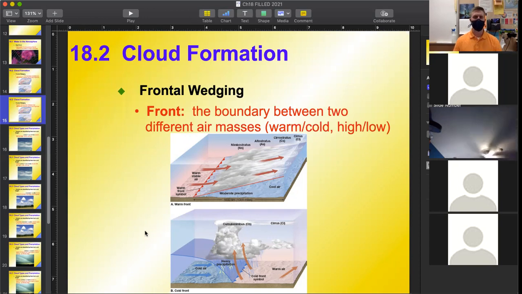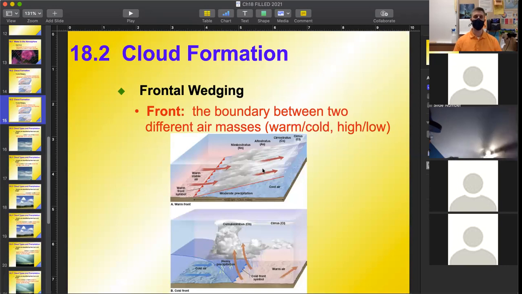So in this diagram, the top one is a warm front. That's where warm air is moving into an area where there's air that's colder than that air, basically. Because we know that warm air rises and cold air sinks, as this warm air moves into that area, it's going to move over the top of the cold air.